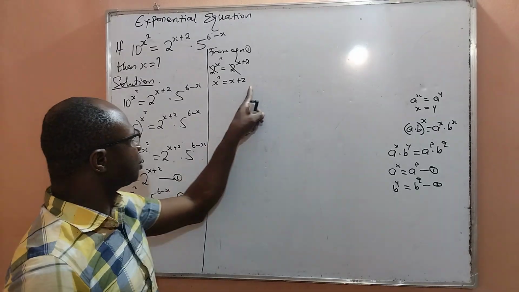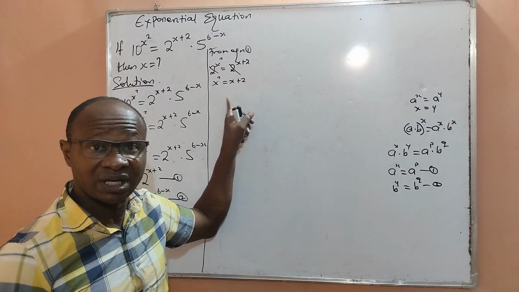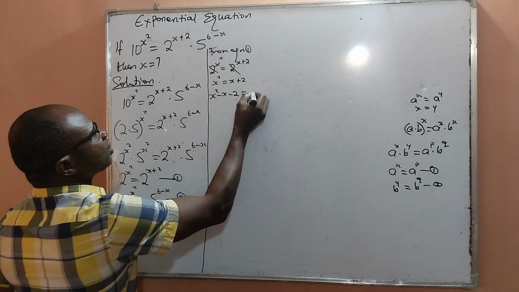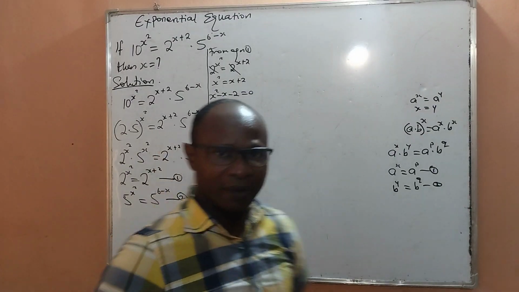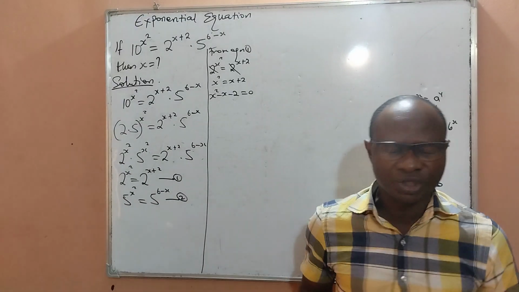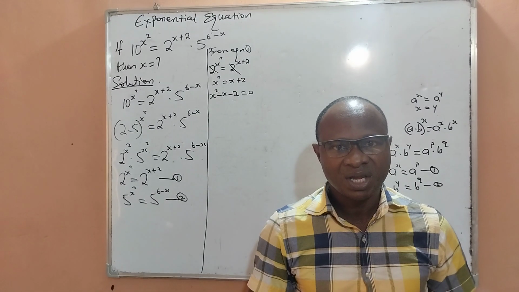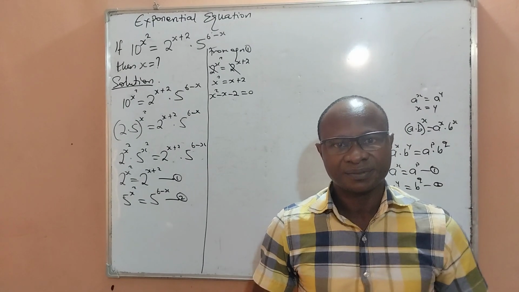Therefore, I am going to move what I have on the right hand side to the left hand side so that I have x squared minus x minus 2 equal to 0. Looking at it now, you will agree with me that this is a quadratic equation. We are going to use one of the methods of quadratic equations in solving it. Let us go by the factorization method.